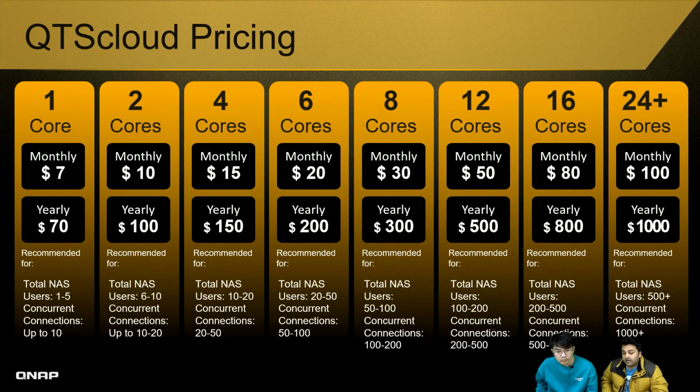Okay. But what we can tell you is that if you have, let's say, 100 to 200 users in your company, it's better that you go for a 12-core machine. Yeah. We recommend that, based on our testing: if you have this many employees, or this many concurrent connections, we recommend you use 12 cores. Why? Because it will give you better performance. So the more performance you want, the more you have to pay for it. So that's how we have priced our QTScloud.